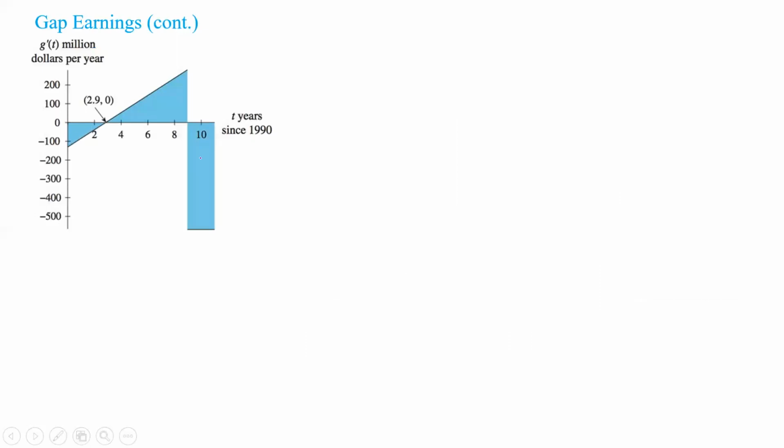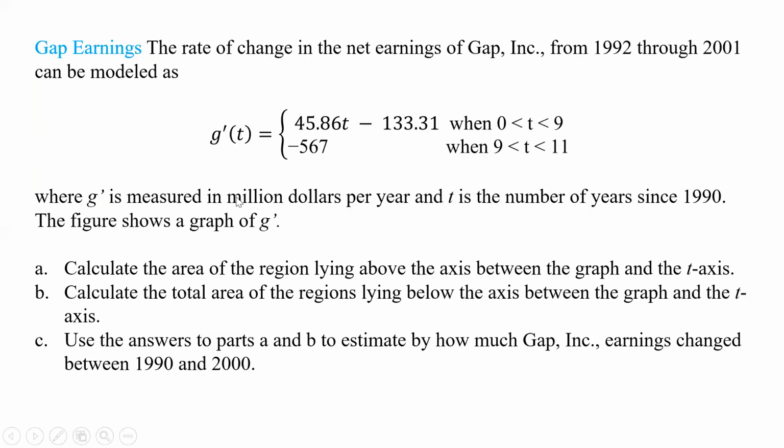So again it looks like we have 3 regions. This region is negative, we'll call it region 1. This region is positive, and this region is negative again. Okay, so we're supposed to calculate the area of the region lying above the axis between the graphs of T.